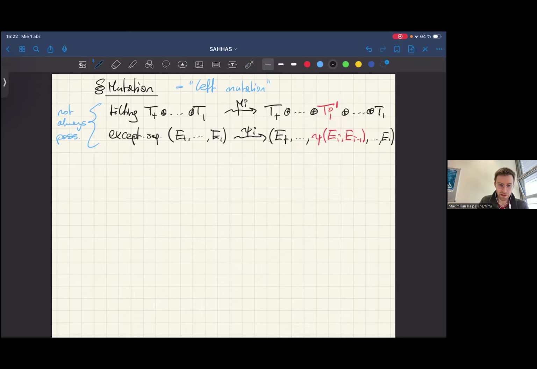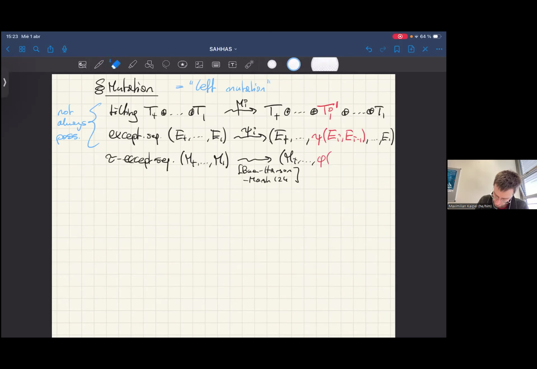However, for tau tilting, we can, for tau exceptional, always mutate a tau exceptional sequence. So if I take M_t to M_1, this was introduced recently by Buan, Hansen, and Marsh in 2024. And this looks exactly the same as the exceptional thing at first glance. It's also again a pairwise operation.